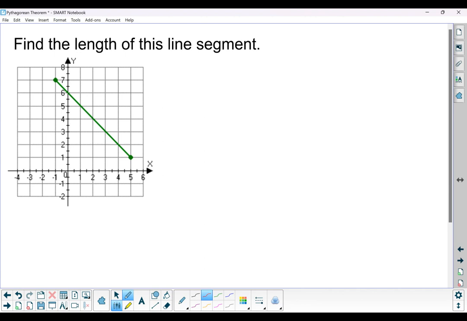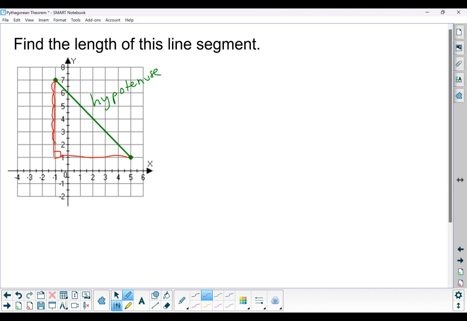All right, this one says find the length of this line segment. So this is related to Pythagorean theorem, because if we have a line segment on a plane like this, we can create a right triangle and use that right triangle to calculate the length of that line segment. So basically, we're treating that line segment like it's a hypotenuse of a right triangle. So we need to think about the lengths of the legs.